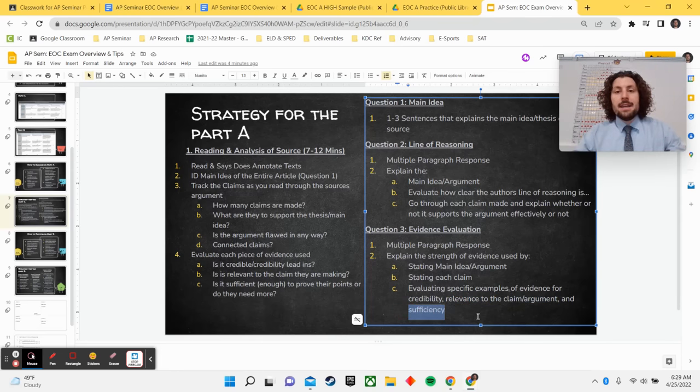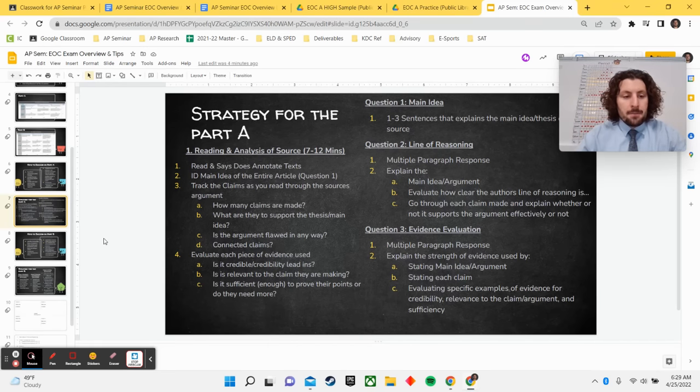And then lastly, is there sufficient evidence? Like we know, some claims are bigger than others. If there's a large claim and a bold claim, is there enough support? Do they have multiple pieces of evidence, or might it be lacking? If they have a lot of evidence, you would say that it's sufficient to support the claim. And if there's not a ton of evidence, you would say that it lacks sufficiency in some way. So those are kind of the tips and the strategy for the part A.